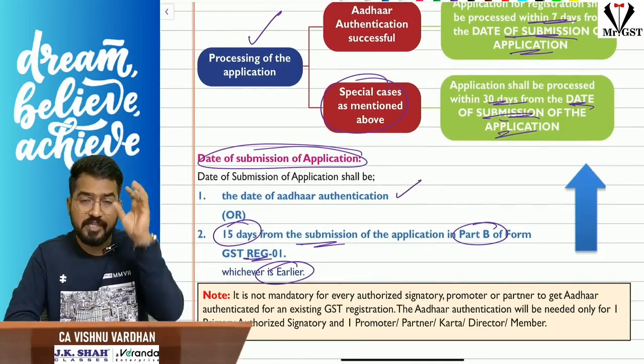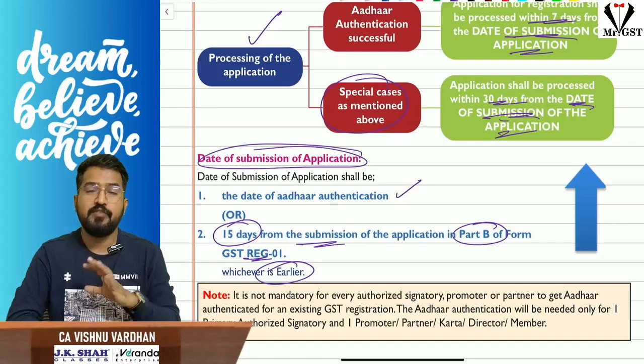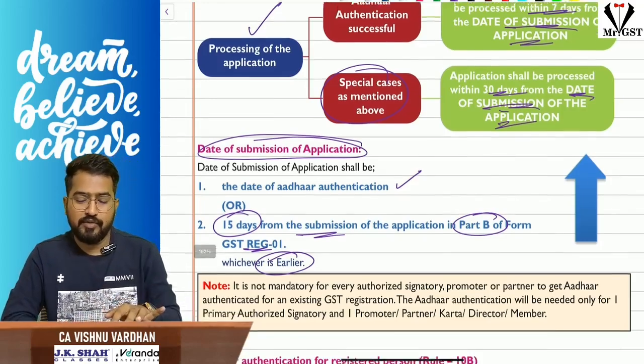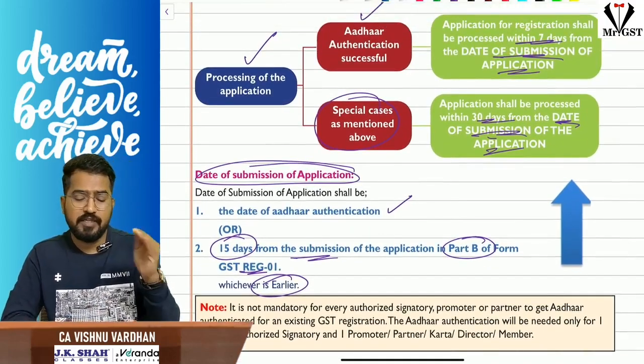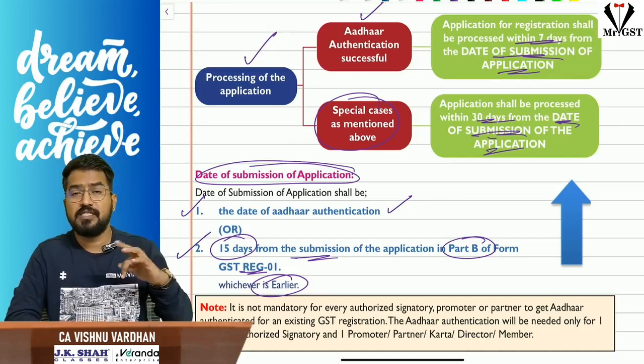That means technically speaking 48 days. If it is not good, you will be waiting for 45 days for the reply of the proper officer. Okay. So that is the point. So I repeat, date of submission of application means either date of Aadhaar authentication or 15 days from the date of submission of application, whichever is earlier.